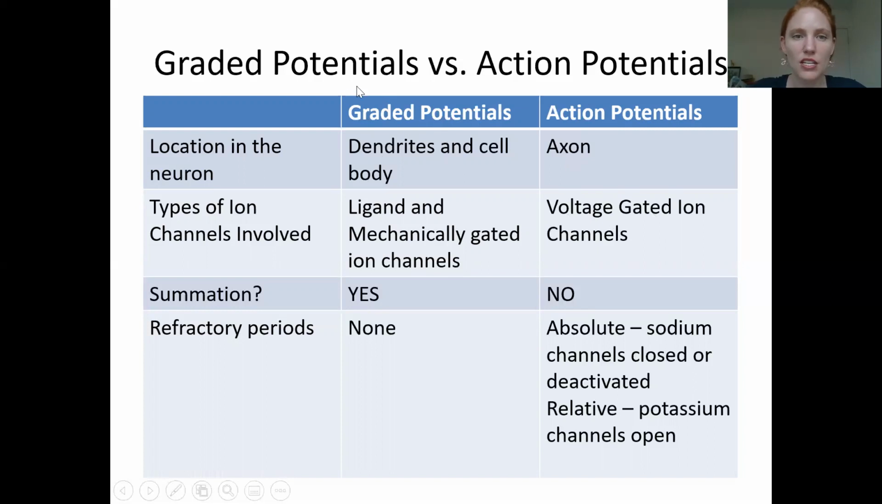Now remember that graded means varies, which means that you can change the amount of charge, and changing the amount of charge is done through summation. Depolarization increases it, so they add on top of each other, whereas hyperpolarization decreases it and subtracts it back down. So they have the ability to cancel each other out if you have both depolarization and hyperpolarization at the same time. The reason you don't have summation for action potentials is because of those absolute and relative refractory periods that make it very difficult to have an action potential occurring at the same time. If they can't occur at the same time, they can't stack on top of each other. So no summation.